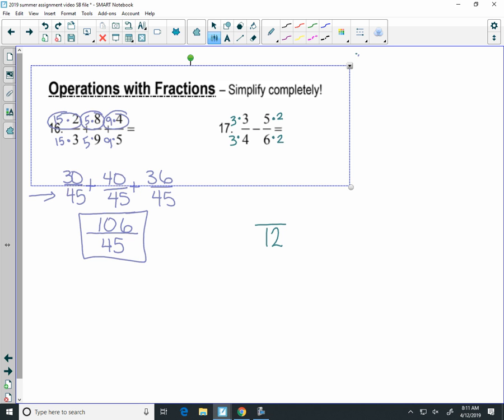Now, if you were thinking, oh, I'm just going to use 24, because 4 and 6 do both go into 24, you're just going to have to reduce at the end. If you don't find that least common denominator, that's okay. Just look for that reducing. So here, 3 times 3 is 9. 5 times 2 is 10. 9 minus 10 is negative 1.